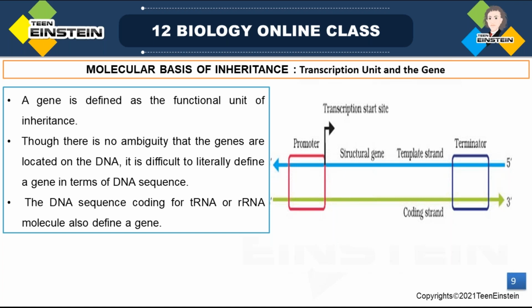So the functional unit of inheritance is called a gene, and it was coined by Johannsen in 1909. It is very difficult to define a gene in terms of DNA sequence. The DNA sequence coding for a tRNA or rRNA molecule also defines a gene.